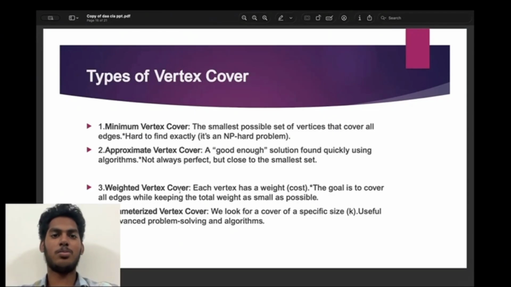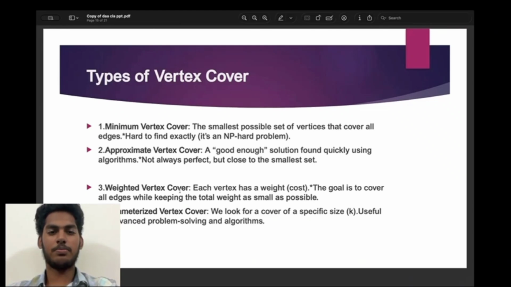Types of vertex cover. Minimum vertex cover. This is the best or smallest vertex cover possible. You pick the fewest number of vertices while still covering all edges. The second one, minimal vertex cover. This means you cannot remove any vertex from the set without leaving some edges uncovered, but it might not be the smallest cover. Example, small but not minimum.